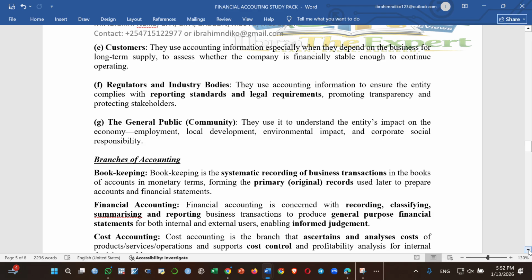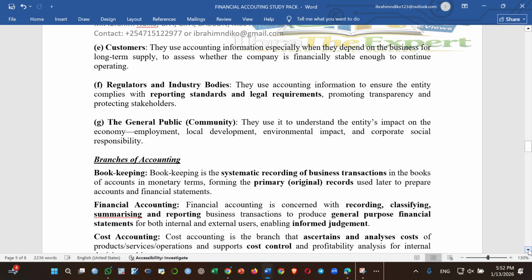They use the accounting information, especially when they depend on the business for long-term supply, to assess whether the company is financially stable enough to continue operating. So remember, customers are key stakeholders for the business, and therefore they would want to know, can we rely on this company for long-term supply? If the company will be there for a very long time, they need to keep on assessing that.